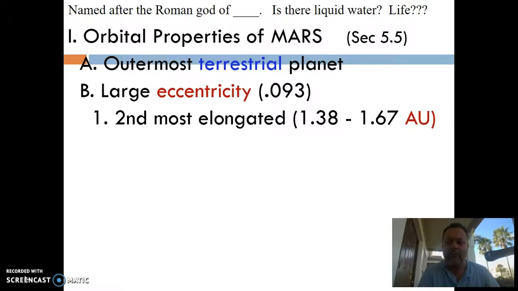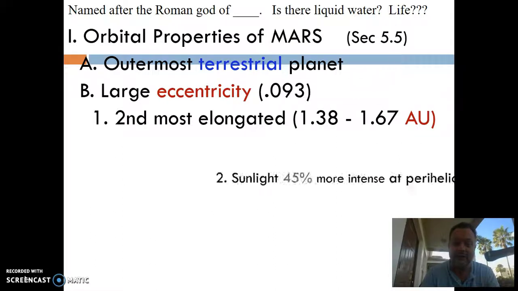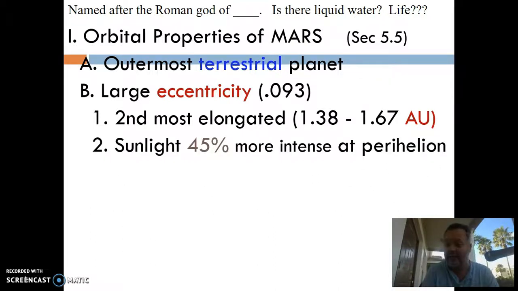And because it is more eccentric, look at that range. It goes from about 1.38, the distance that Earth is from the sun, to 1.67. That's actually a really big difference. And so in terms of the sunlight, if you remember, the intensity depends on the inverse square law. So a little change in distance is actually a big change in the intensity of the sunlight, 45% different. When it's at perihelion, in other words, at its closest point, to its farthest point, aphelion, 45% difference. That's huge. That's a big deal.